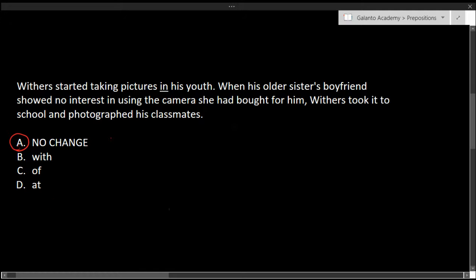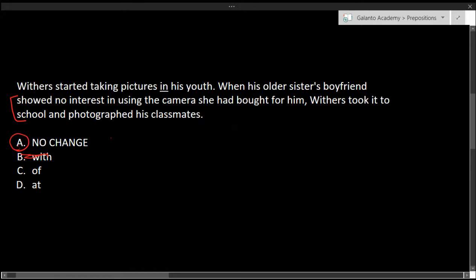Because if we look at the process of elimination, trying out each one, Withers started taking pictures with his youth. Well, you could take pictures with youth if you're thinking about taking pictures with kids, but that's not what they're talking about here. Because if we look at the surrounding context, we're getting a history of when Withers began to photograph others. So B is out, started taking pictures of his youth.